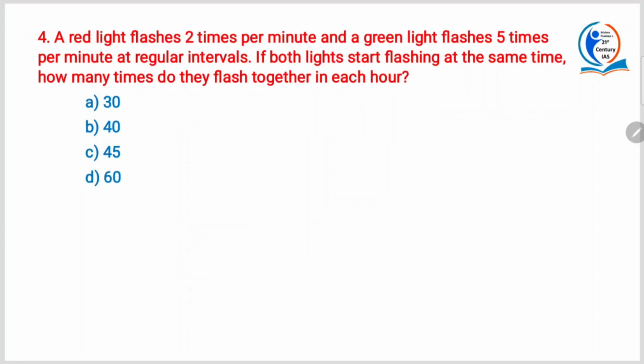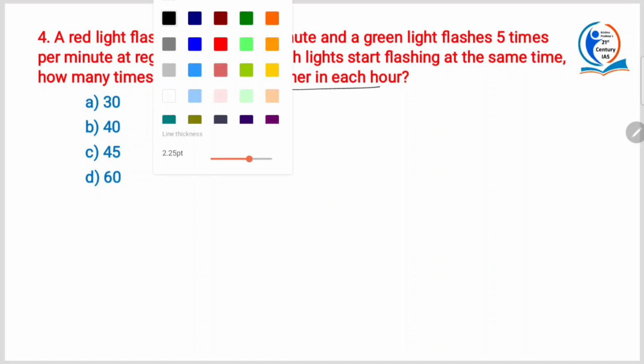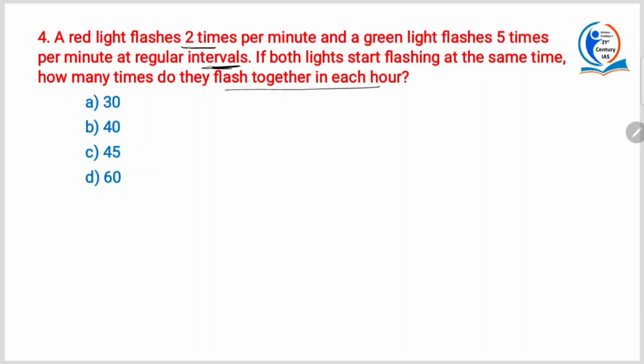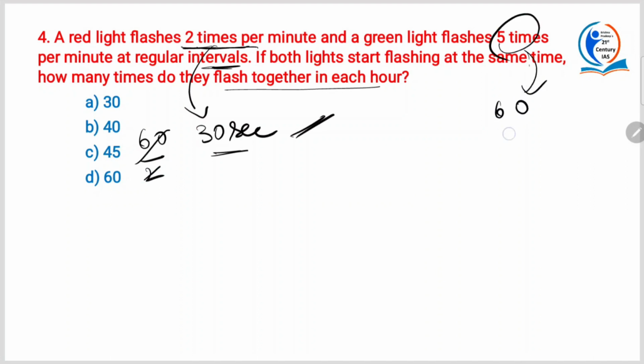Right? Next. A red light flashes 2 times per minute and a green light flashes 5 times per minute at regular intervals. If both lights start flashing at the same time, how many times do they flash together in each hour? See, it's given that it is flashing 2 times per minute, which means it is flashing every 30 seconds. How did I get 30 seconds? It is 60 seconds by 2, that is 30. Now 5 times means 60 by 5, that is 12 seconds. It will flash every 12 seconds.